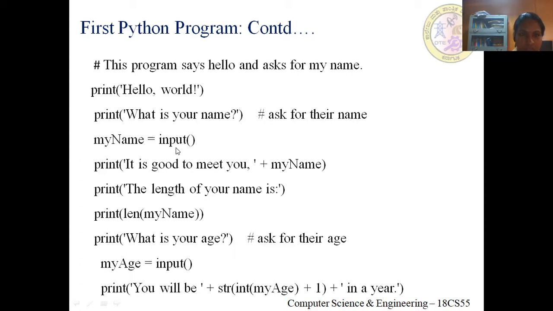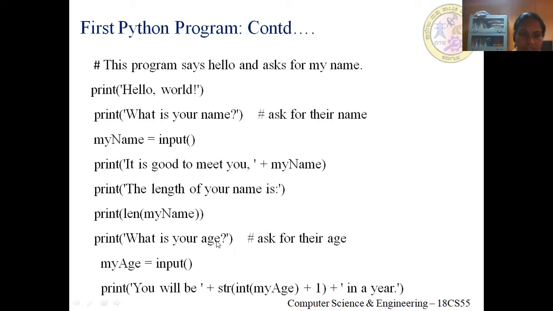Already in the last class we discussed the use of the input function. The input function takes the string given by the user through any input device, and it always returns a string. That is assigned to a variable called my name. Then print, it is good to meet plus my name. The plus is a concatenation operator which concatenates two strings. Then you calculate the length of your name.